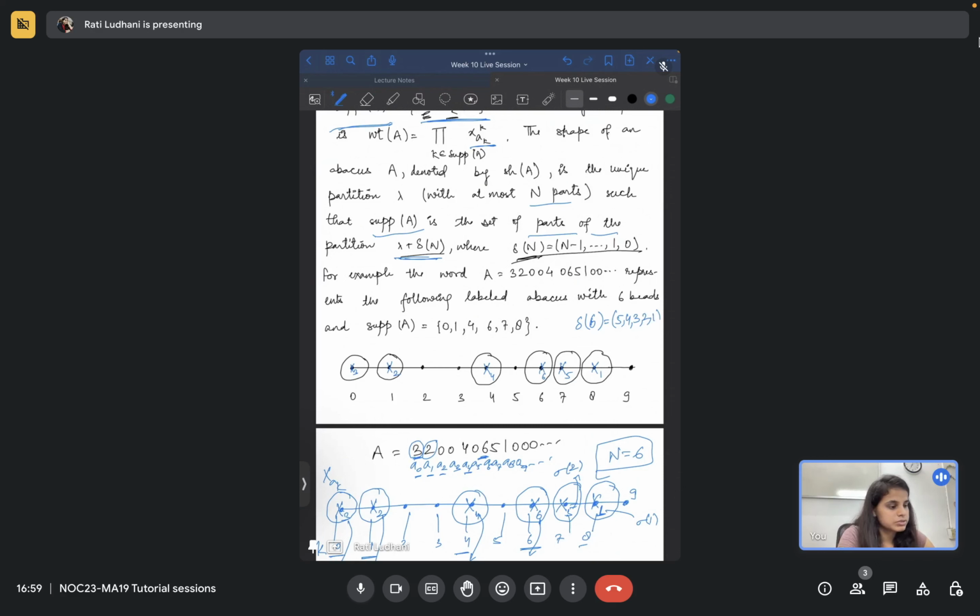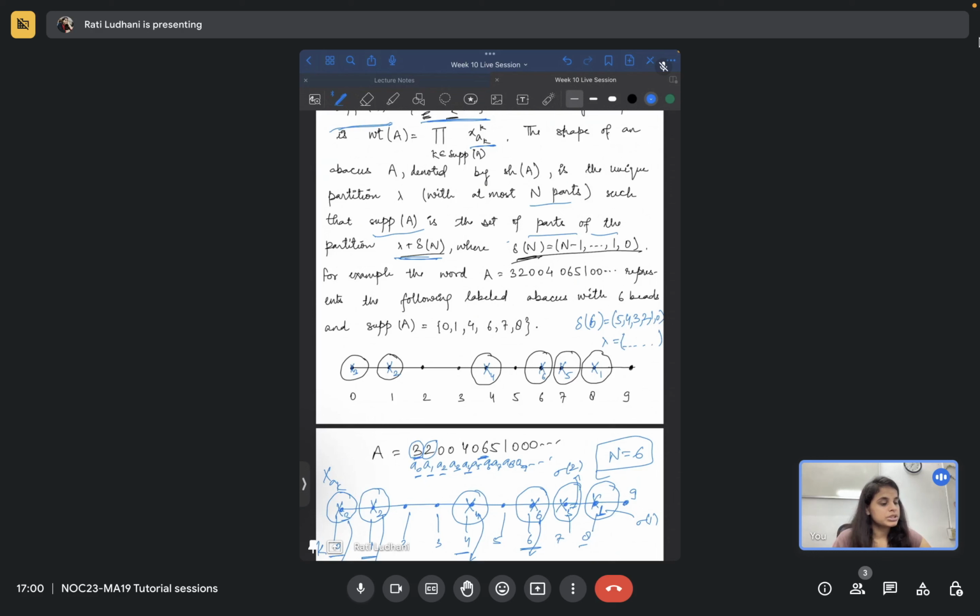Yeah, so 6 parts will be there, such that the support of A is the set of parts of the partition. Ma'am, 0 won't come. 5, 4, 3, 2, 1, 0. Right, 0 will be there. Anyway, we need 6 positions. So lambda we need to find out. Again, that will be 6 places.